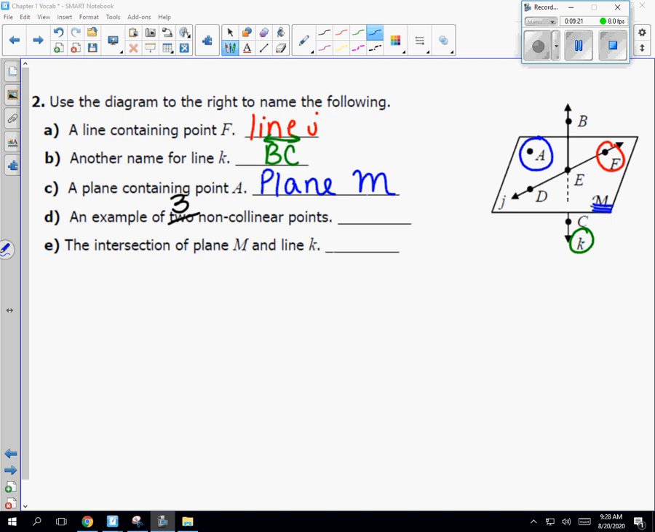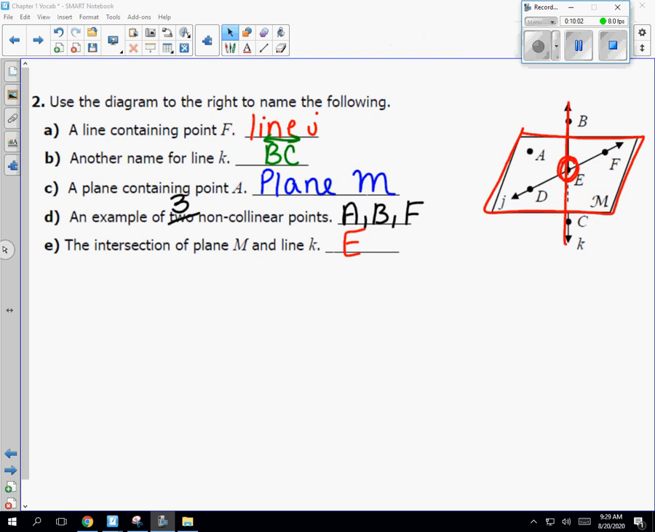And then an example of 3 non-collinear points. Again, your answers may vary, but for 3 points that are not on the same line, I would just pick and choose 3 obvious ones. A, B, and F are clearly not on the same line. Okay? And then the intersection of plane M and line K. The intersection of plane M and line K is at point E right there, where the plane M and the line K intersect.